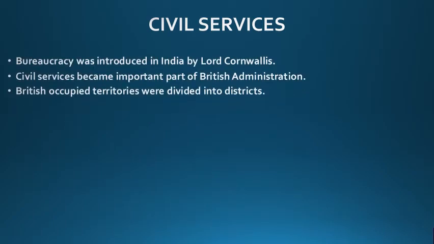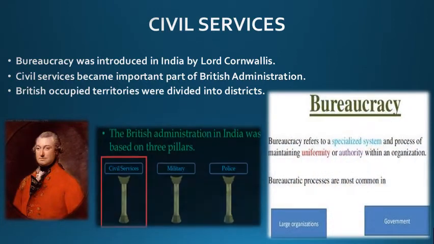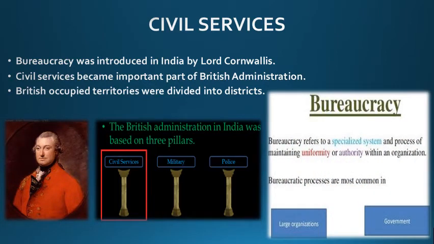Let us study about civil services. To strengthen the British rule in India, there was a need of bureaucrats. Lord Cornwallis introduced bureaucracy. Civil services became an important part of the British government. He restricted the private trade carried out by the company officers, and for this purpose he increased their salary. For the convenience of administration, he divided the British occupied territories into districts.